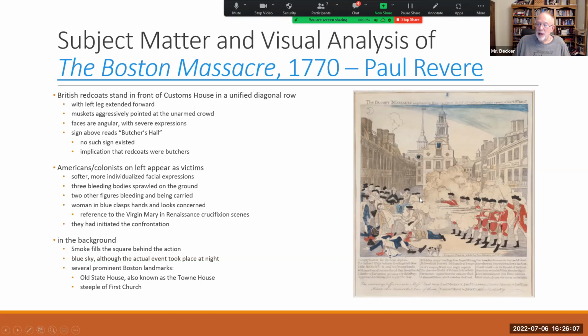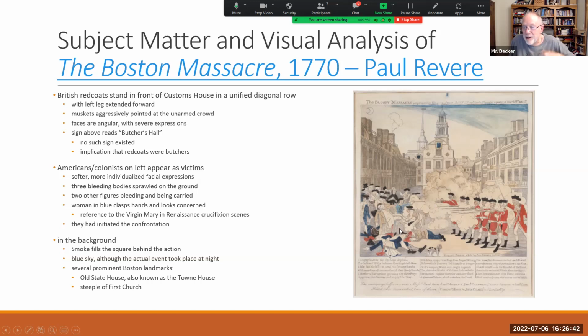Historically, no matter what source you read, it was the unruly mob that initiated the confrontation. Not only that, there were well over 100, if not 200, of the mob and a handful of British soldiers. You can see how Paul Revere really politicized this here, made the number of the unruly crowd much smaller, doesn't show them throwing rocks and stones and snowballs and things like that at the British soldiers.